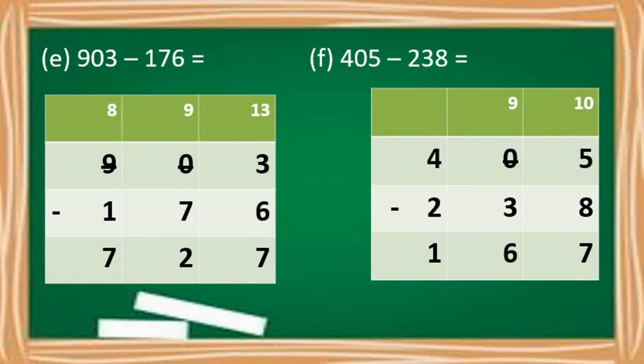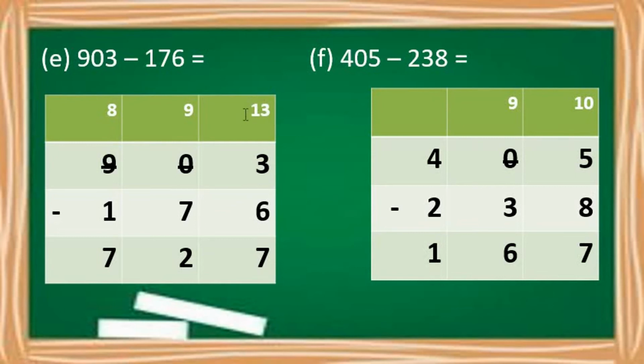Now question number E. Question number E is what? 903 minus 176. How can we solve here? So 3 minus 6. Is this possible, all students? No, it is not possible. 3 minus 6 is not possible.